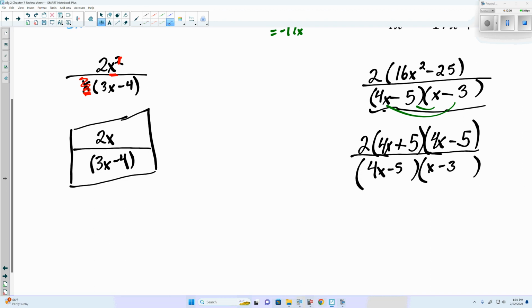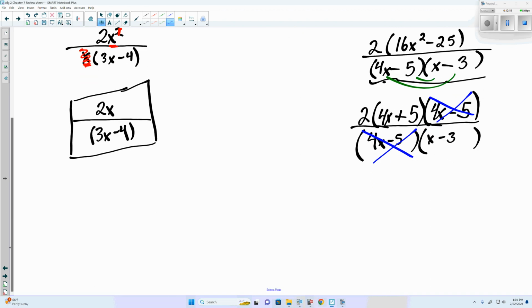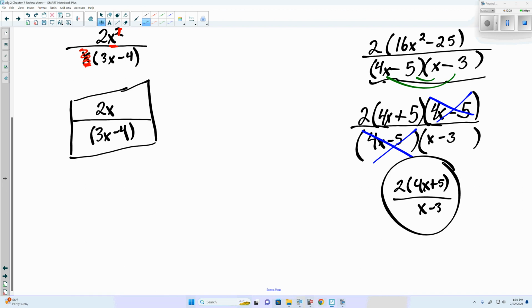Now we can cancel what's in common on top and bottom, our 4x minus 5, 4x minus 5. And what that leaves us with is 2 times 4x plus 5 over x minus 3. And that's it. Questions on this here?